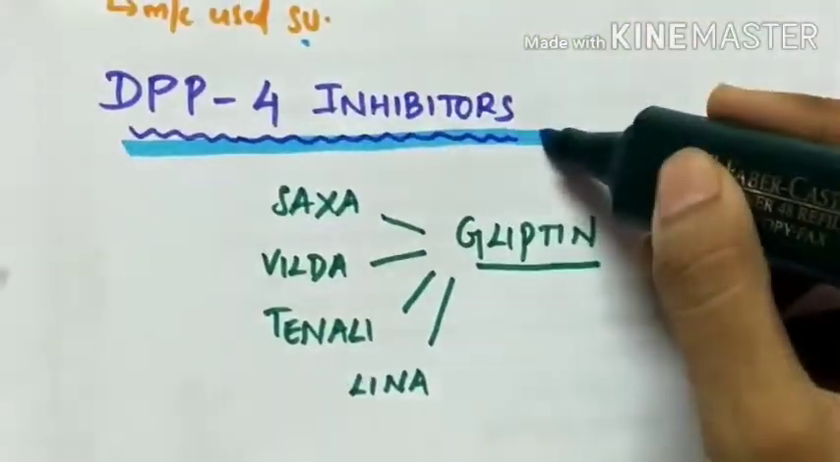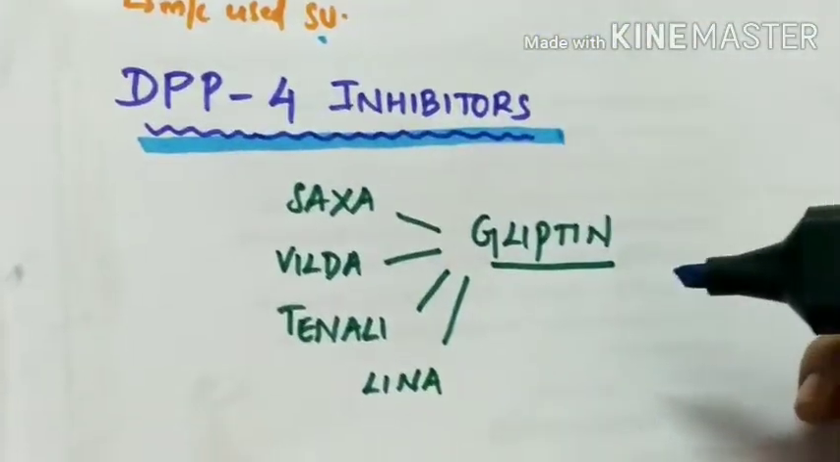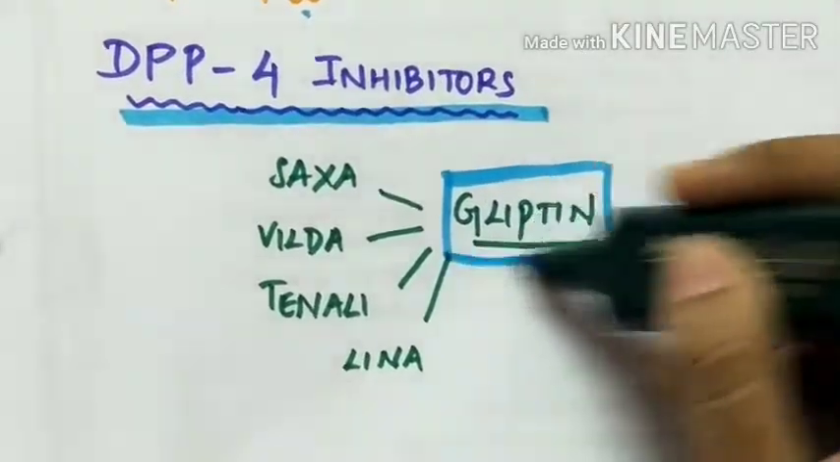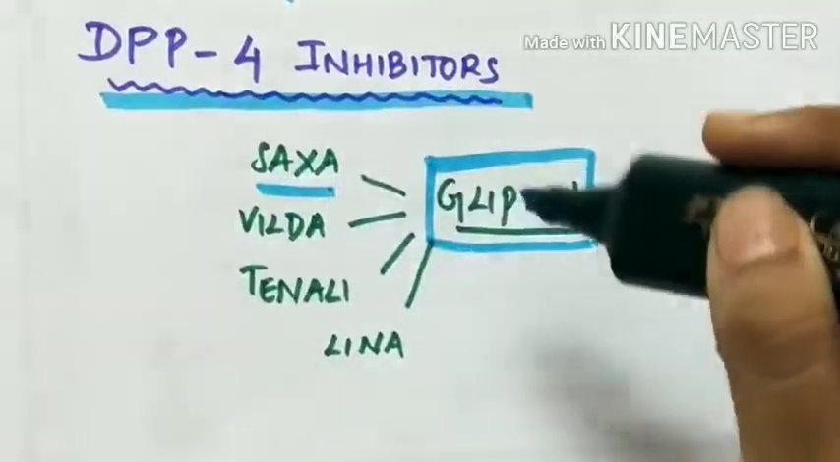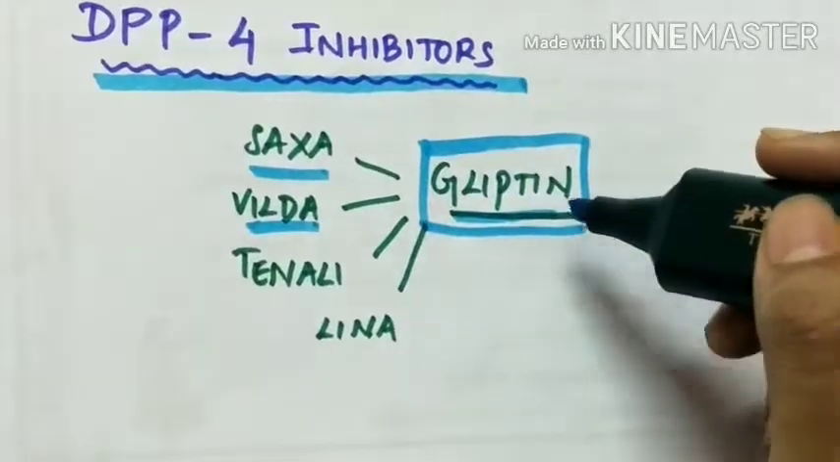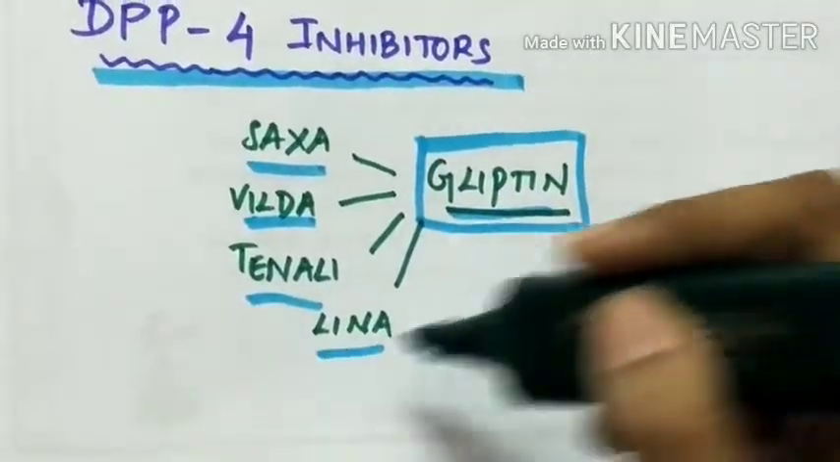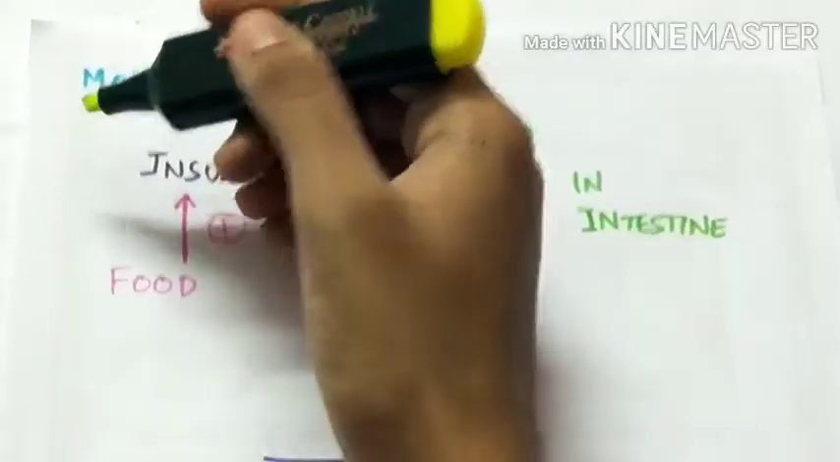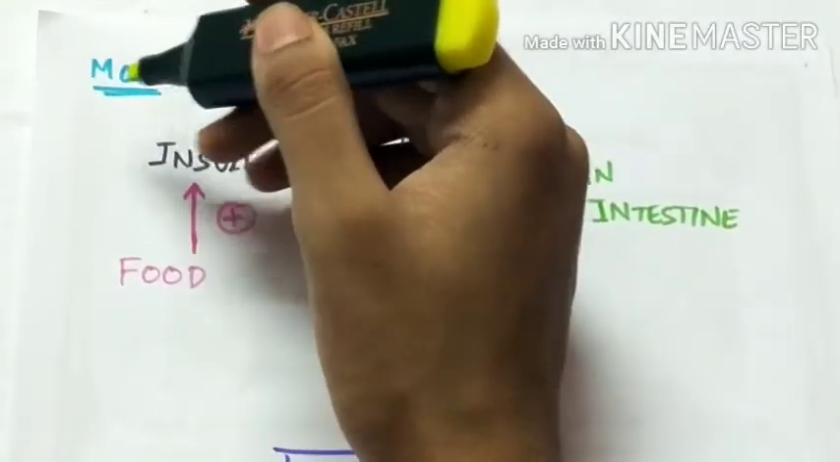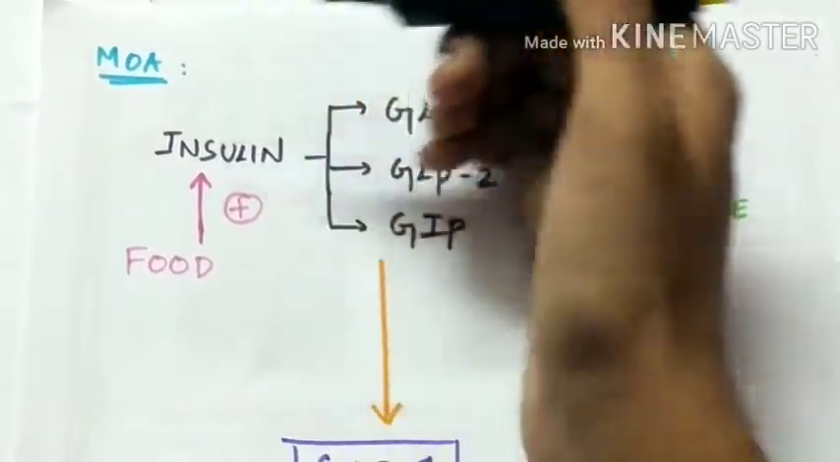Next is DPP4 inhibitors, that is dipeptidyl peptidase 4 inhibitors. These are the gliptin group of drugs, which are saxagliptin, vildagliptin, teneligliptin and linagliptin. The mechanism of action of dipeptidyl peptidase 4 inhibitors.